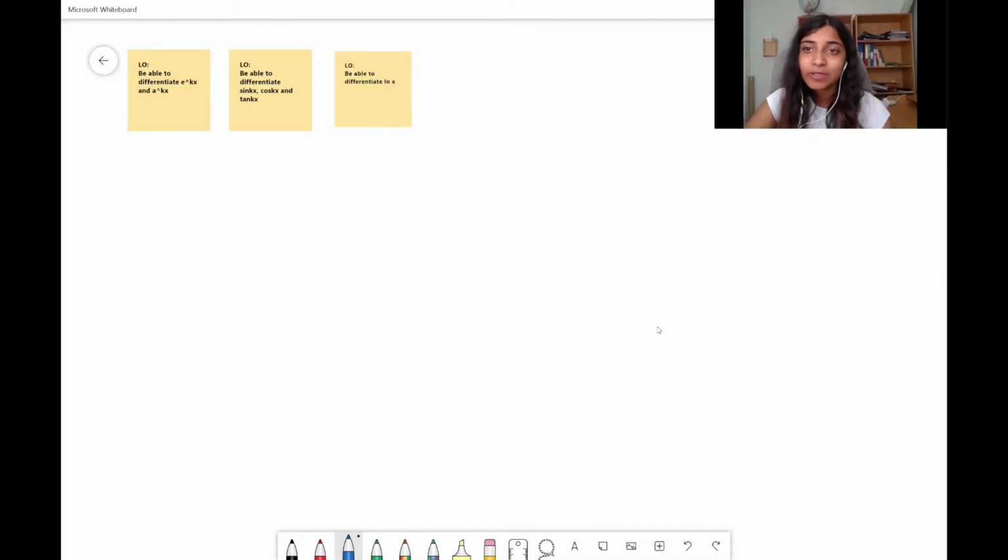Today we're going to be going over differentiation for some specific functions. Please review the lesson that we did on differentiation, as that will come in really useful for this lesson. The learning objectives for today are to be able to differentiate e to the power of kx and a to the power of kx, to be able to differentiate sin kx, cos kx and tan kx, and to be able to differentiate ln x.